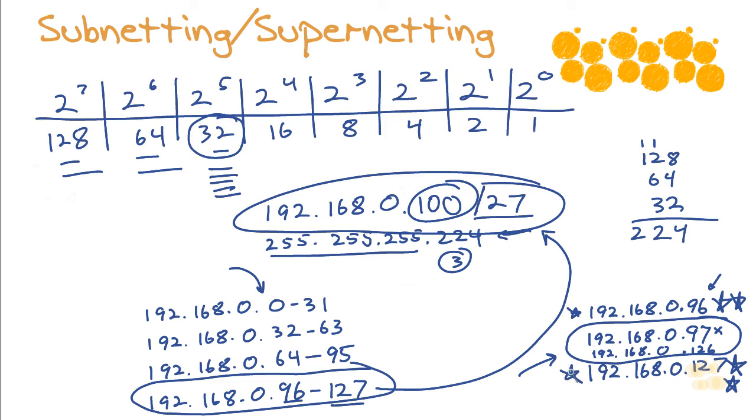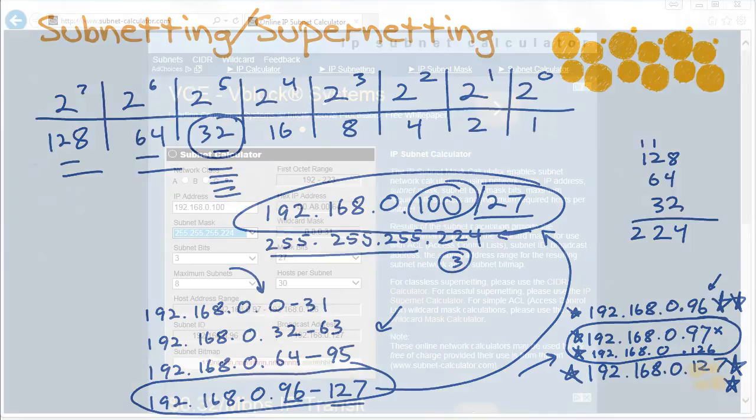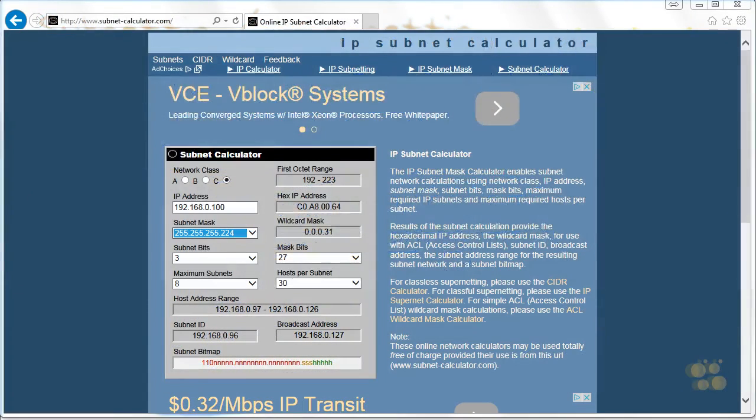Or what is your broadcast address? Or what is the first usable? What is the last usable? And you can easily calculate this on your scratch paper. And here's more good news. When you're practicing, you can check your work against a subnet calculator. Here's one I like. It's subnet-calculator.com.